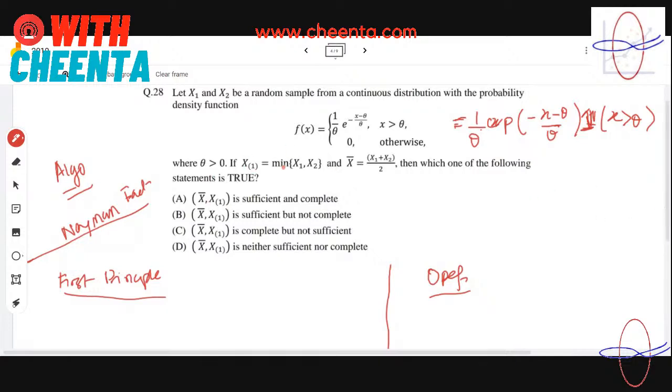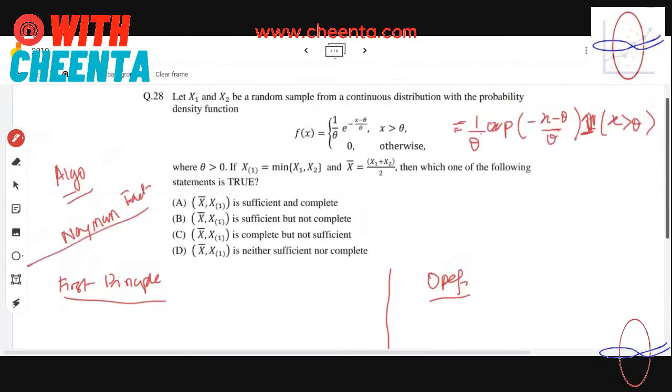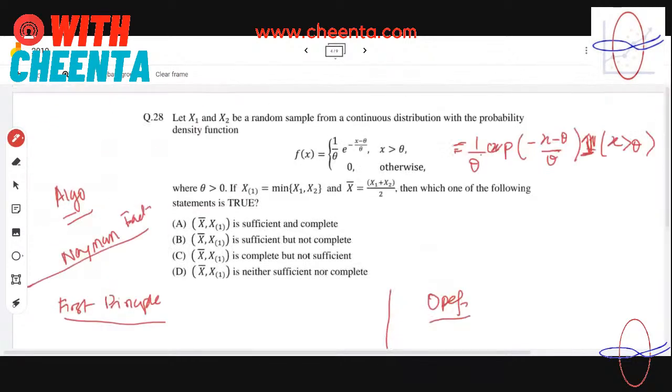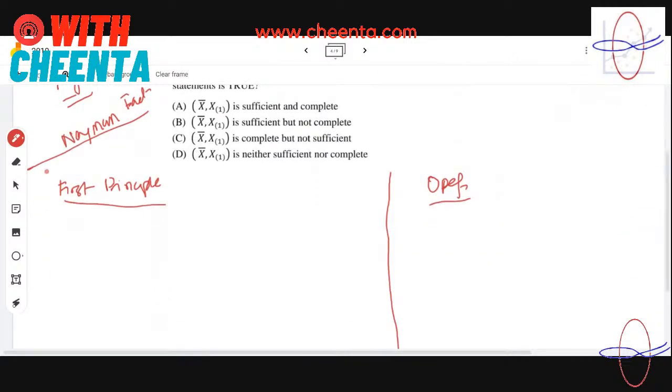Just try to understand the theta. I mean, maybe you can try to find out the MLE of this theta. Okay. So see, problems will be around this curved exponential stuff and this basic stuff. So if you have the basics clear, it's very easy for you. Okay. Anyways, let's do the Neyman factorization theorem.